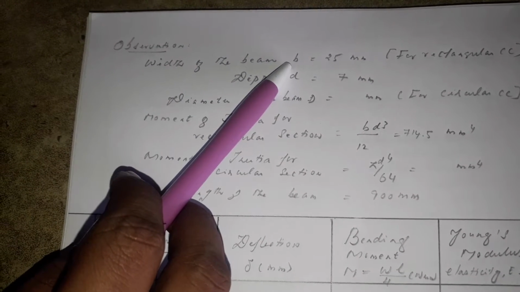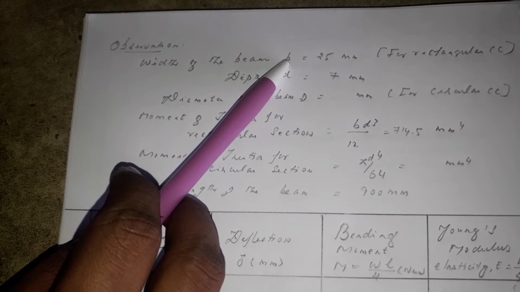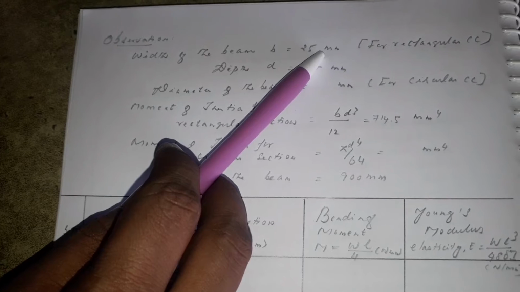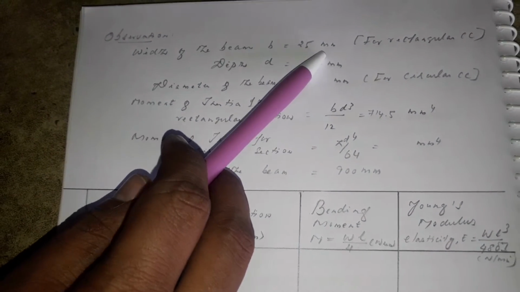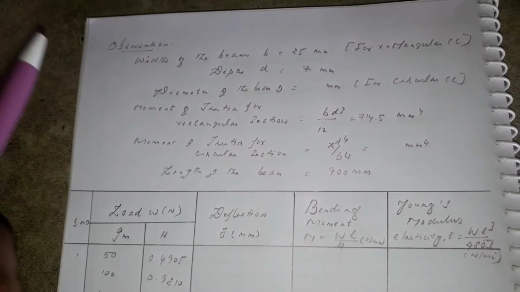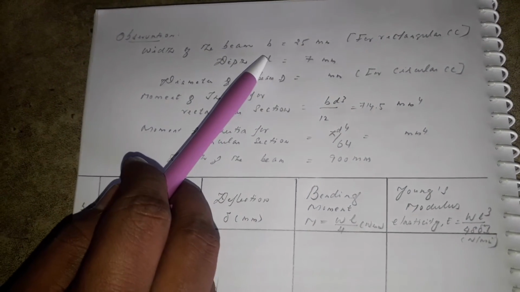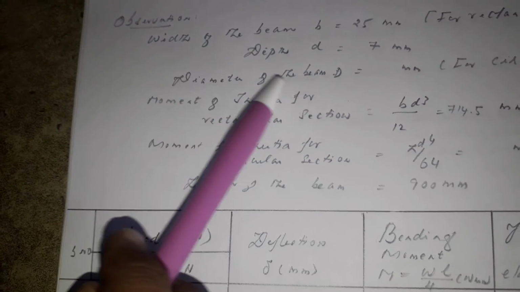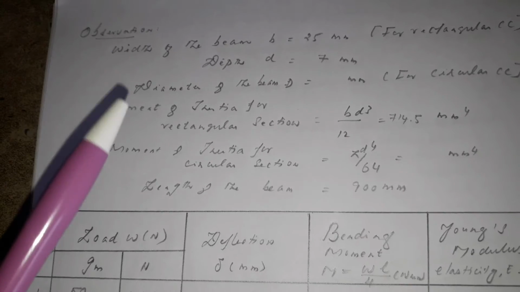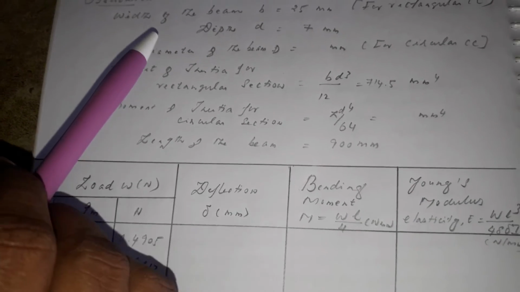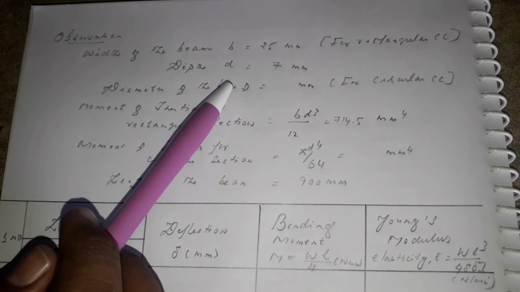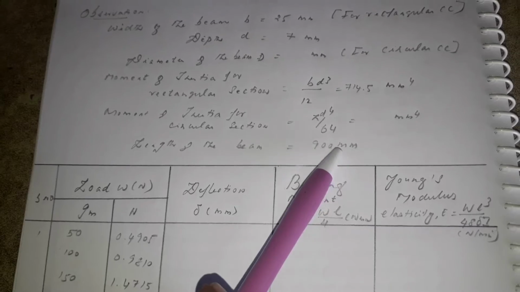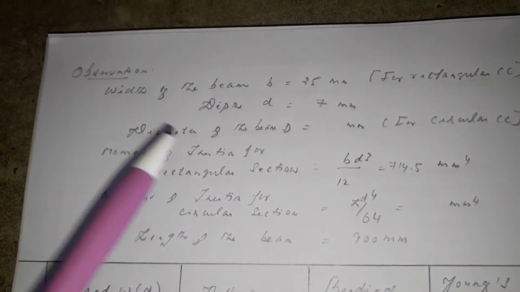See this observation: the width of the beam is denoted by B. How much is the dimension here? 25 mm for the rectangular beam, so here I used a rectangular beam and 25 mm is marked, and the depth is denoted by small d. The measurement is 7 mm. If the beam is circular in shape, you should calculate the diameter of the beam, denoted by capital D. Then the length of the beam is 900 mm.